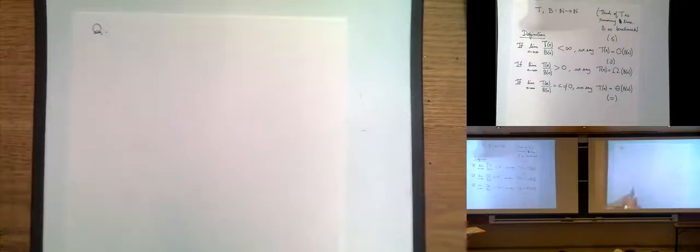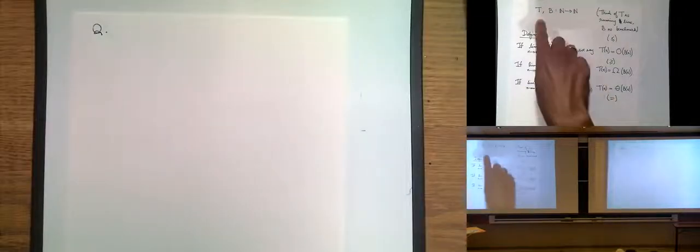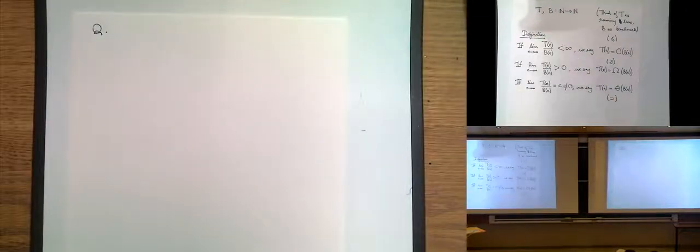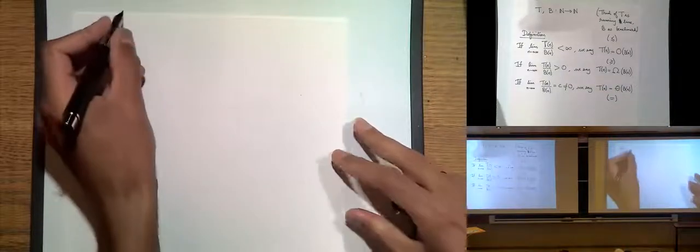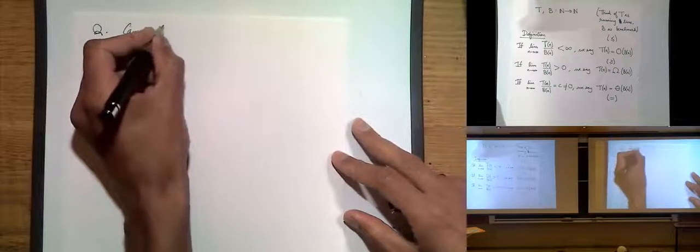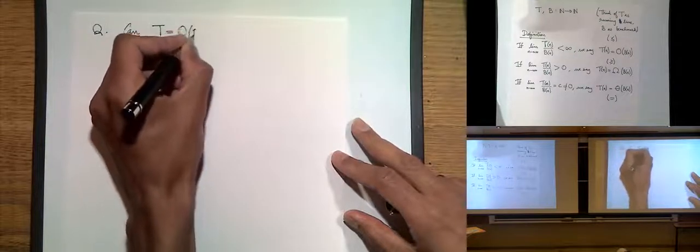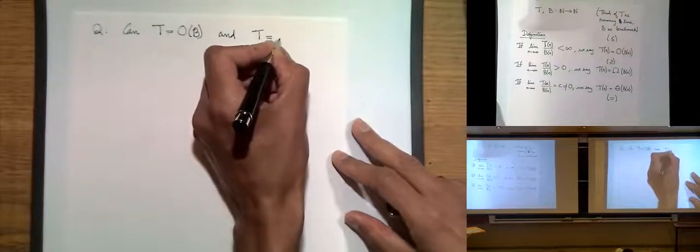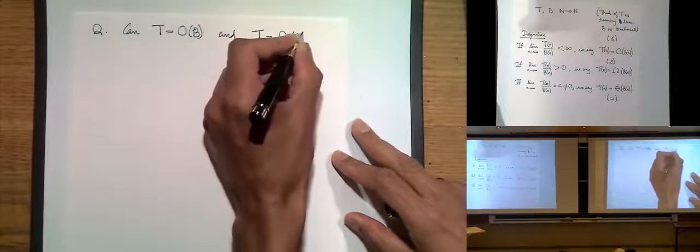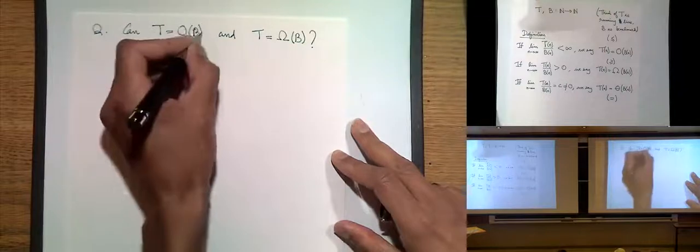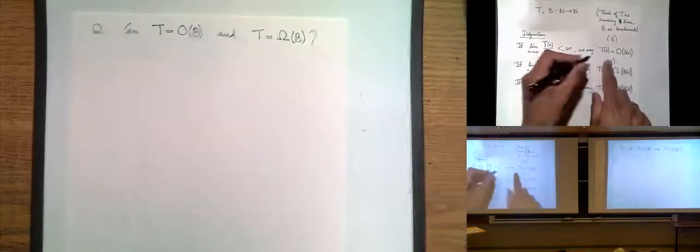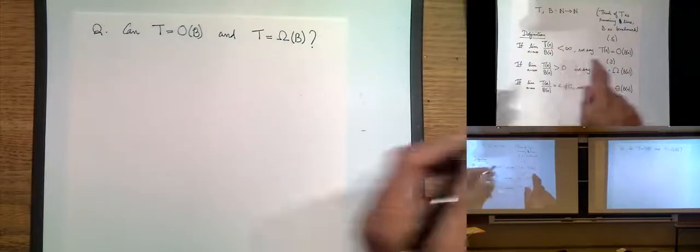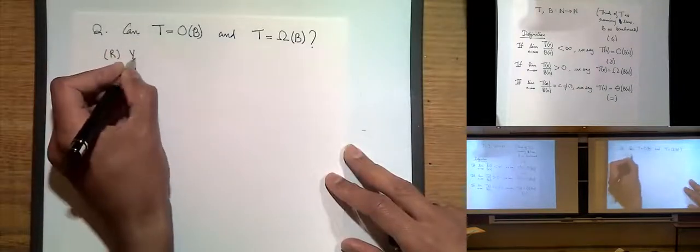In all of the questions that I'm going to ask, just think of t and b as two different functions. First question: can t be O of b and t be equal to omega of b? And again, by t, I just mean t of n. I'm just going to drop the n from there. And so the answer is yes.